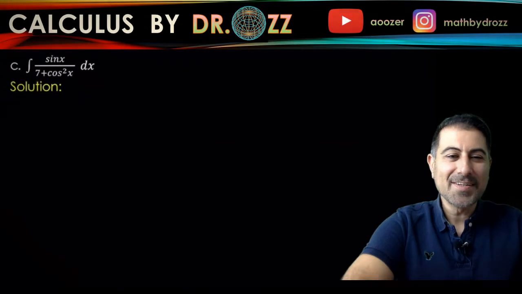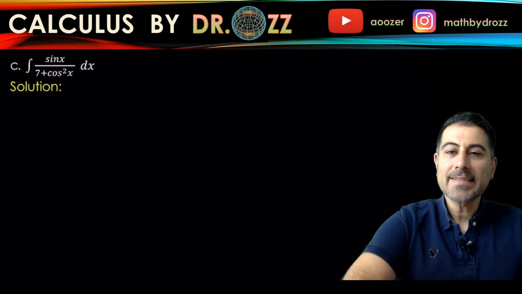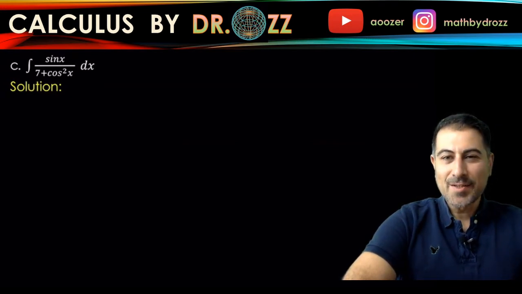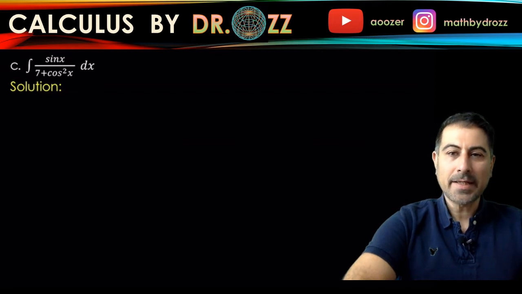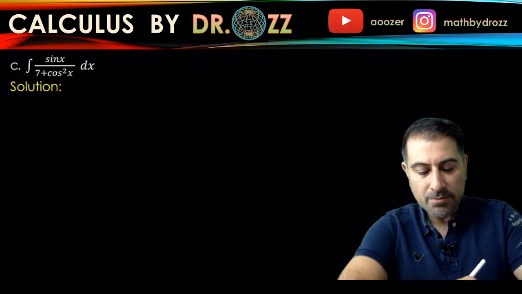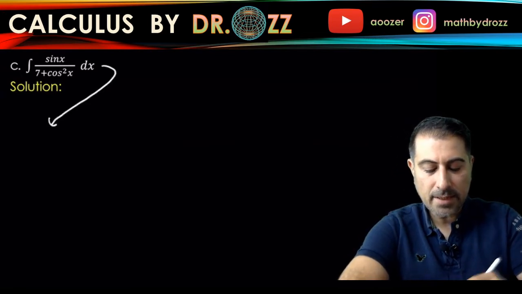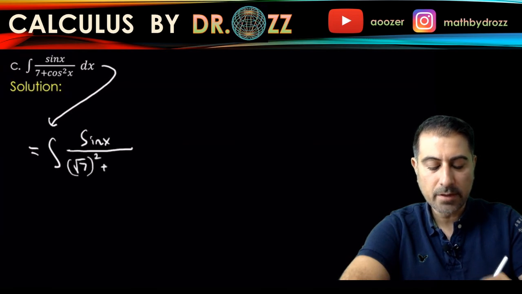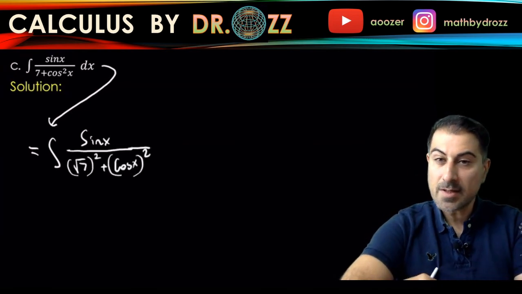All right, so let's stare at part C. We have sine x dx divided by 7 plus cosine squared x. So this looks like an integral where the bottom of the rational function is the square of radical 7 plus the square of cosine x. So let's just rewrite this as sine x divided by radical 7 squared plus cosine x squared dx. So it's a sum of the squares.